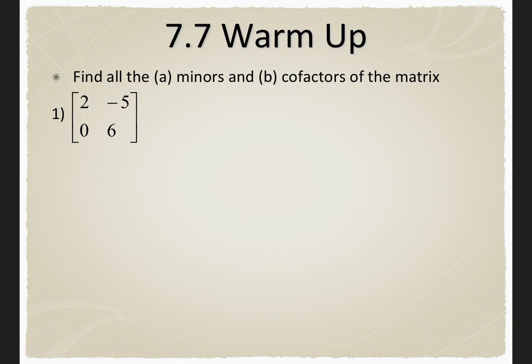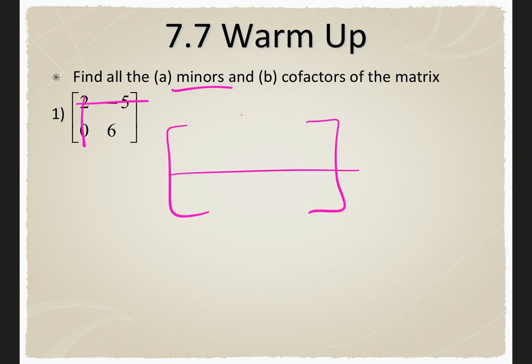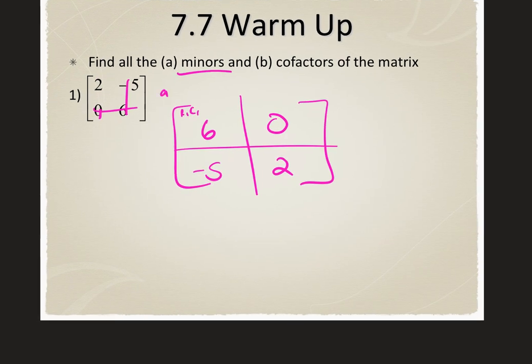When it's 2 by 2, they're really just switching corners. But the rule on the minors is to cross through the row and the column that you're in. So a 2 by 2 produces a 2 by 2. The first one would be row 1, column 1. So I cross through those and I'd get 6. Then I'd cross through row 1, column 2, and I get 0. Then row 2, column 1, and I'd get -5. Then row 2, column 2, and I'd get 2. And those are your minors.